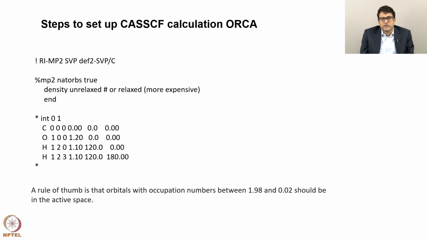So, one needs to be very careful while doing this calculation, and generally it is a good idea to choose the active space based on MP2 natural orbitals, because MP2 natural orbitals have the information of the correlation, as they are obtained by diagonalizing the one-particle reduced density matrix.